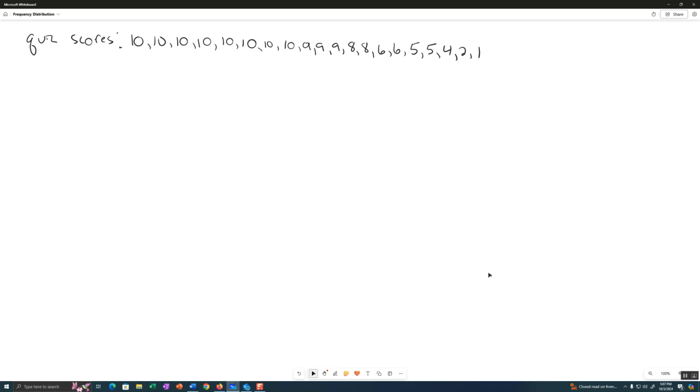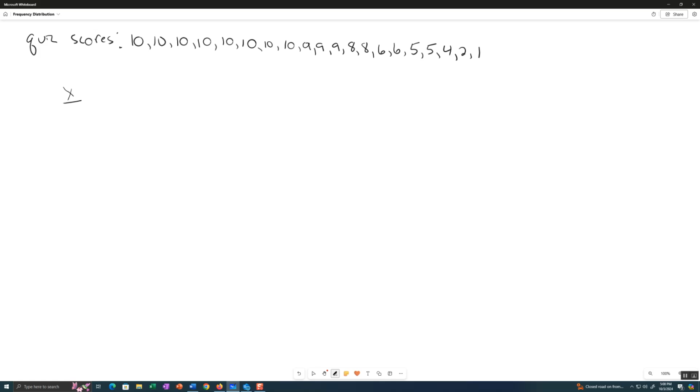So right now we have a bunch of quiz scores, and I'm going to create the frequency distribution for these scores. So the first thing I'm going to do is write them all out here on the side, and I'm going to put the lower number at the bottom and the higher numbers at the top. These scores range from 1 to 10. I'm also going to include any missing numbers. The frequency of missing numbers will be 0, but I'm going to include them here as possible values. So these are my x values.